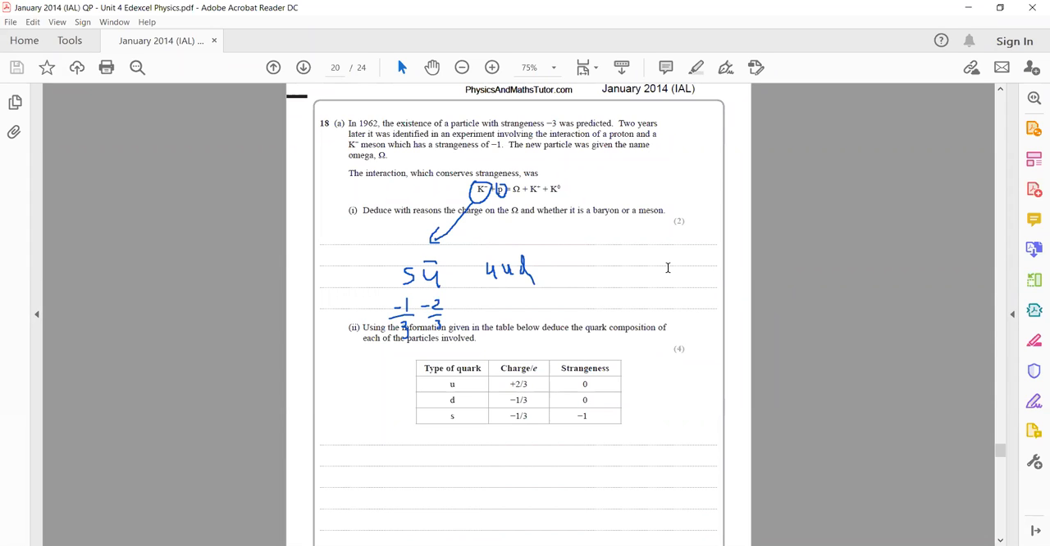Strangeness for every strange particle is minus 1, and for anti-strange it is plus 1. This is called a strangeness number. Up and anti-strange, yeah, that's right. For this K, it will be up and anti-strange. And for K neutral, what will be the composition? It will be down and anti-strange. Yeah, the strangeness number for K positive will be plus 1.